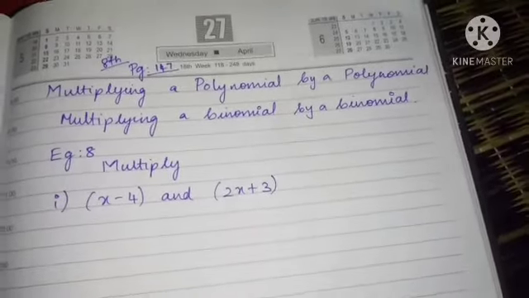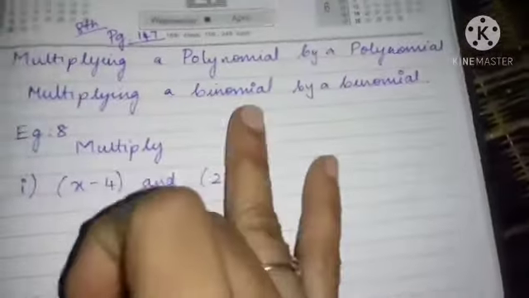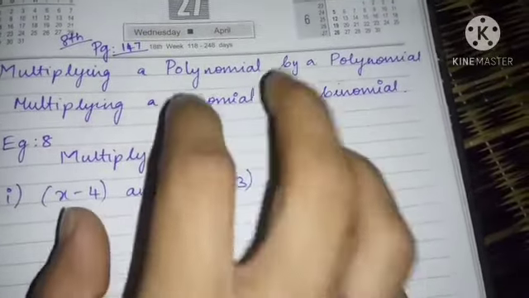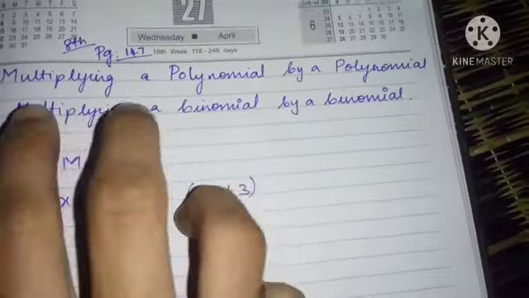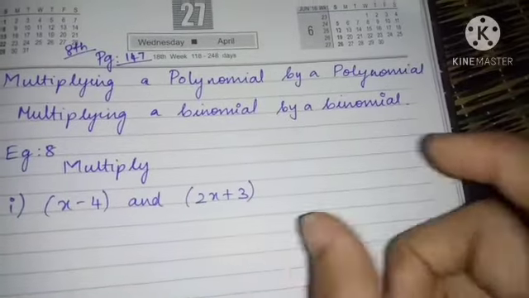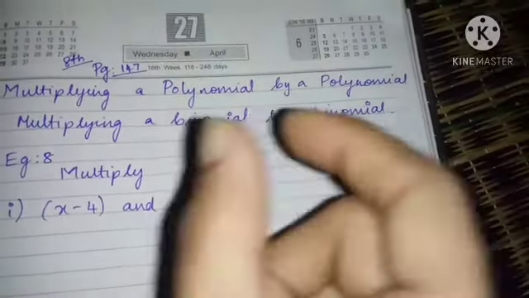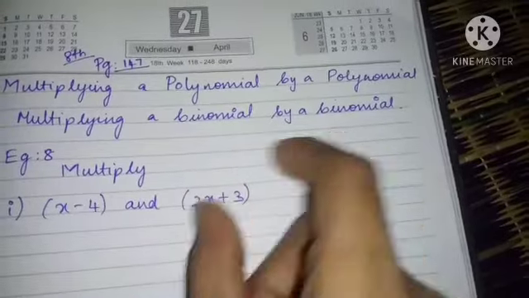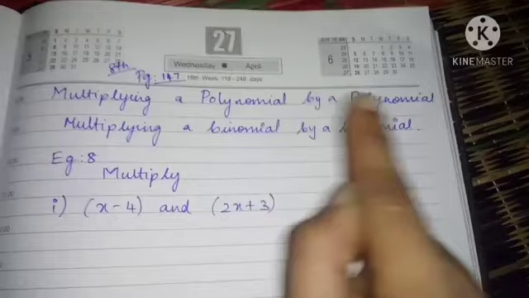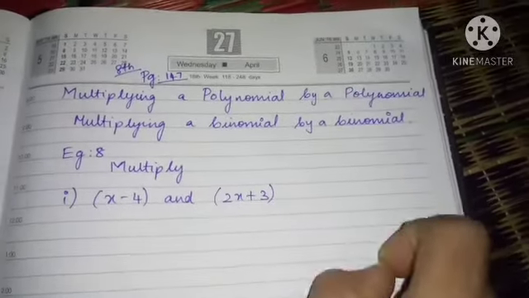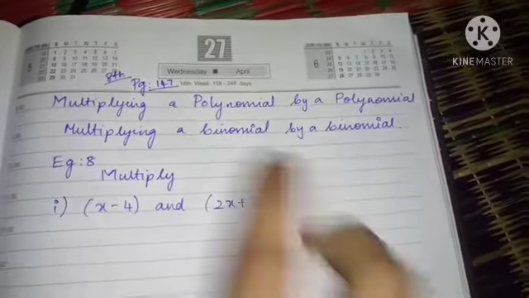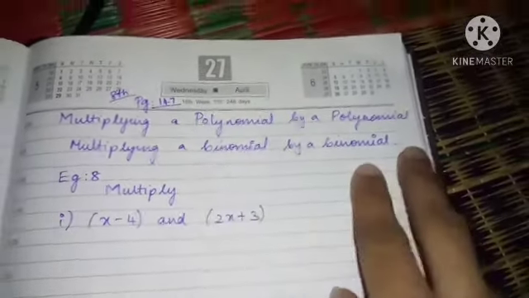So polynomial means what? It includes binomial, trinomial, everything, right? So first, we're going to deal with multiplying a binomial by a binomial. In the previous classes we have discussed how to multiply a monomial by a binomial or trinomial. But here we are going to multiply a binomial by a binomial. Binomial means an expression with two terms. So we are going to multiply two terms with these two terms.